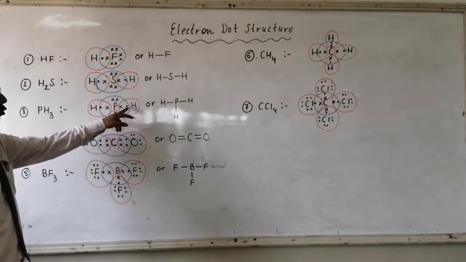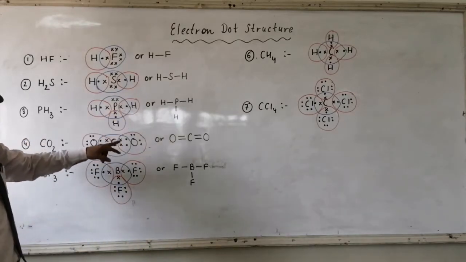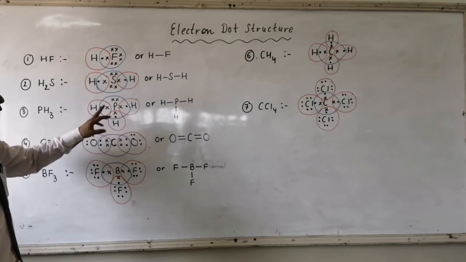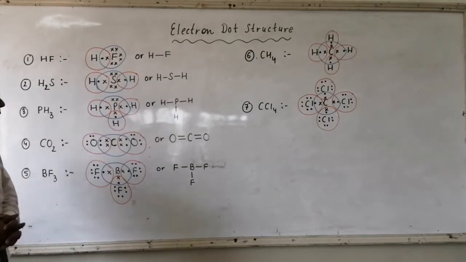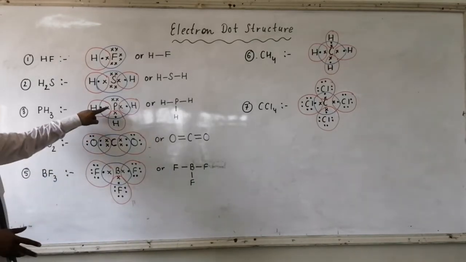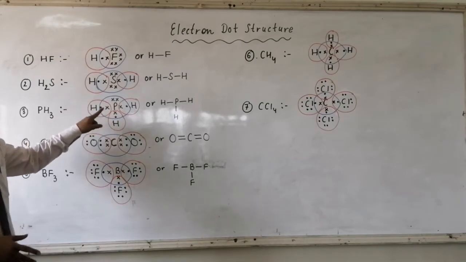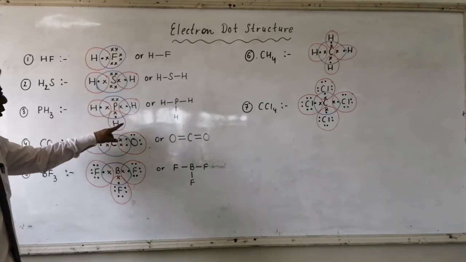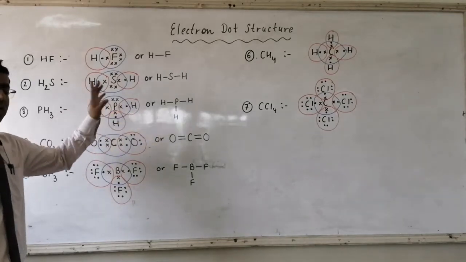H is sharing one electron with the one electron of phosphorus. In this manner, H will complete its duplet. So here is the duplet completion for hydrogen.